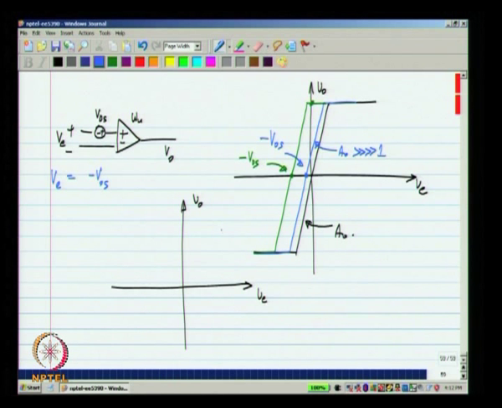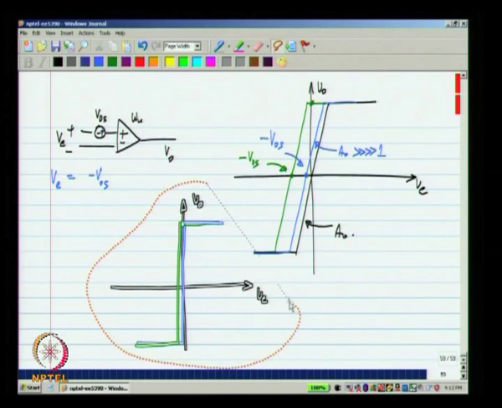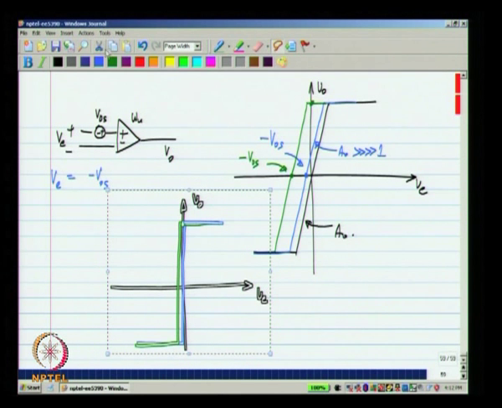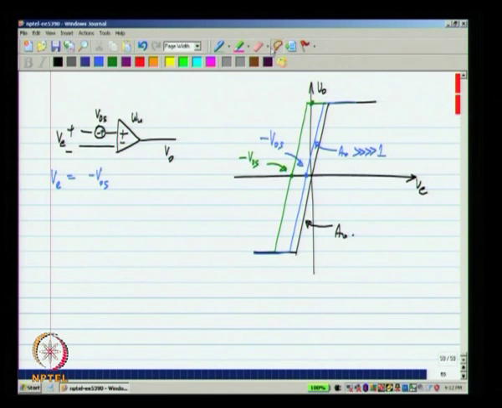Ideal characteristics look something of this sort, it is almost vertical. You can see that a very small shift in this will take the op amp to saturation when the input is 0. Okay. So, this is an important point, because you cannot use an op amp in open loop, right.